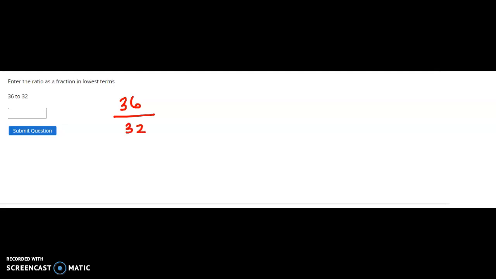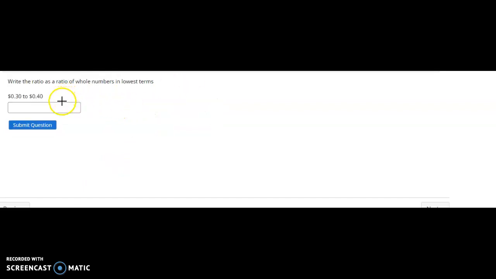So I need to simplify this. Basically, I need to find a number that goes into both 36 and 32. Well, the first one that comes to mind is 4, so let's go ahead and divide both by 4. 2 also does, but I always want to find the biggest. So 36 divided by 4 is 9, 32 divided by 4 is 8. Oh, I wrote 4 and I said 8. There we go. So 32 divided by 4 is 8, and so we can see that's the lowest it's going to go down.